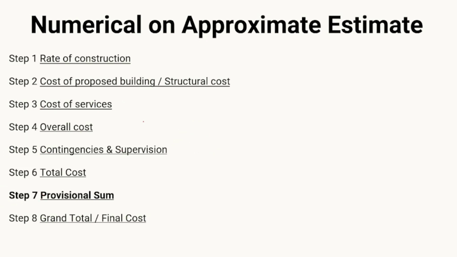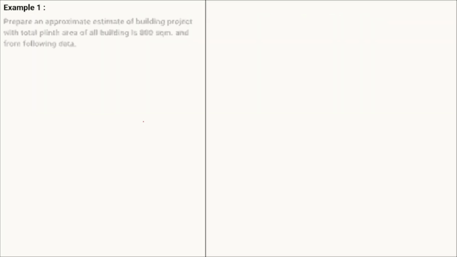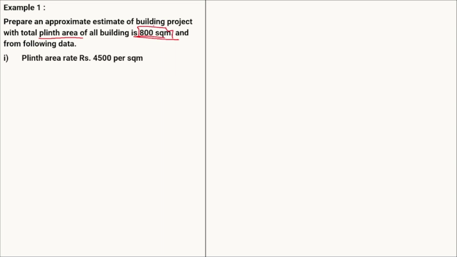Okay, so starting with our first numerical. Example number 1: prepare an approximate estimate of a building project with a total plinth area of all buildings as 800 square meter. Here the plinth area is given to you. For our proposed building, the plinth area is equal to 800 square meter. Next, the plinth area rate is equal to rupees 4500 per square meter.